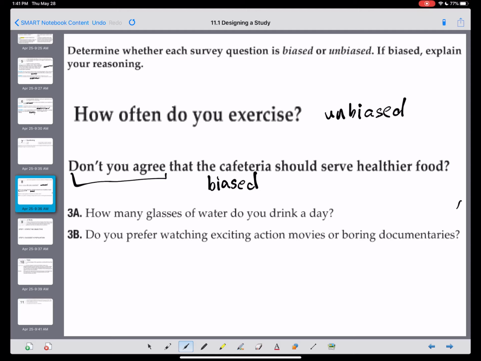How many glasses of water do you drink a day? This is unbiased. Pretty straightforward. Do you prefer watching exciting action movies or boring documentaries? Exciting and boring, those are your biased phrasings right there, because it kind of forces you like, oh, I'd rather watch exciting action movies than boring documentaries, right? You shouldn't have those adjectives there because it pushes you in one direction.